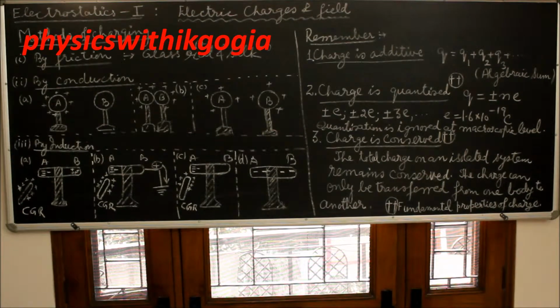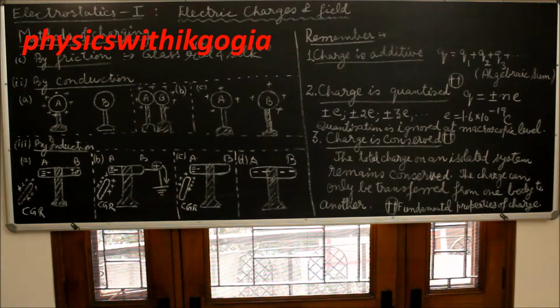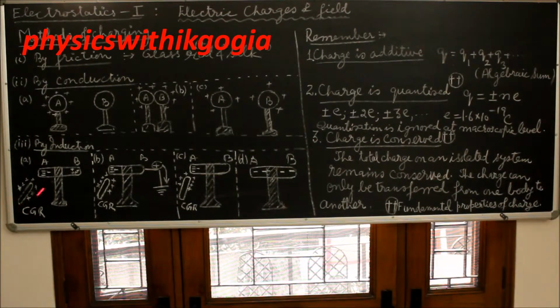Charging by induction is a four-step process. If you want to develop negative charge by induction, you need a positive rod. And if you want to develop positive charge, you will need a negative rod. Now, in this diagram, we have four steps A, B, C, and D by which we will be developing negative charge of the body using induction process. Step one is take a positively charged rod and bring it near end A. This end acquires negative charge and end B acquires positive charge.